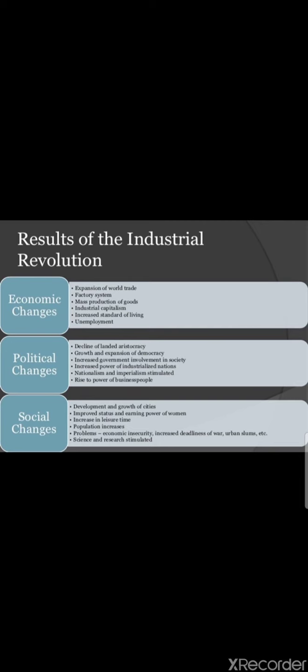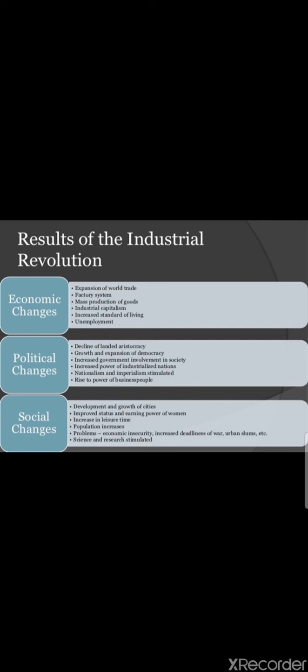Now come to the political impact. The rapid development of capitalism in the 19th century helped the bourgeoisie to consolidate their wealth and power. This newly emerged capitalist class came forward to participate in politics. In course of time, industrial workers also became a great political force.